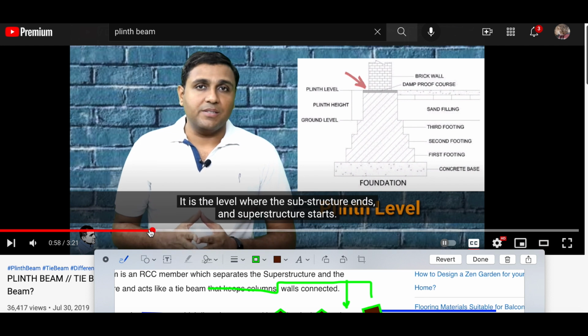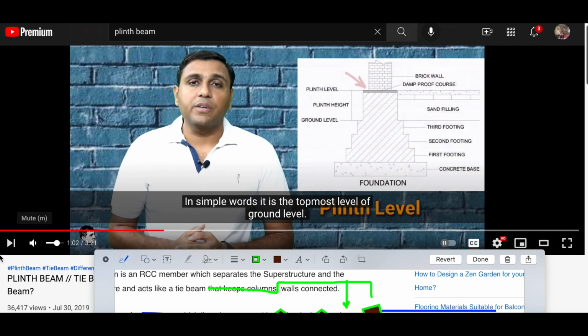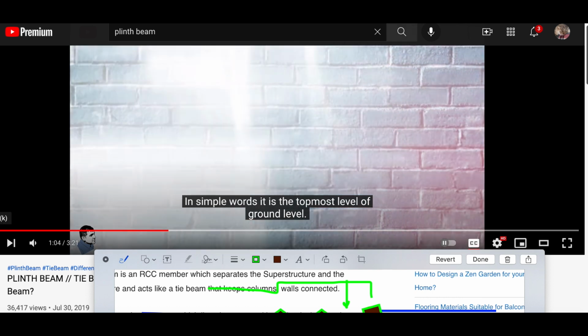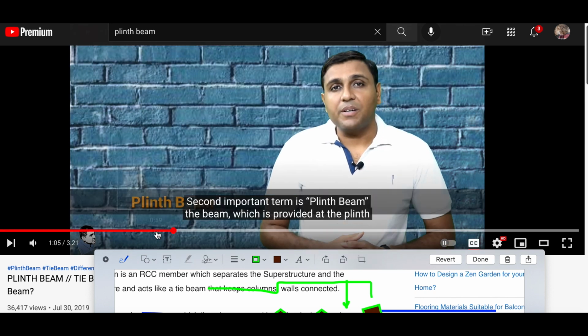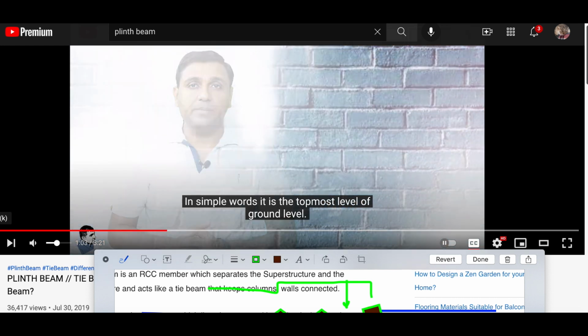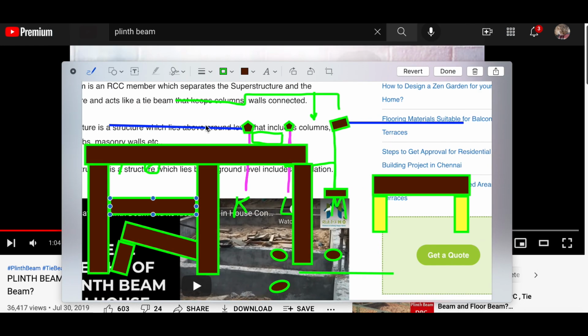Let's hear. Structure starts. In simple words, it is the topmost level of the ground level, above the ground level. And we have that, that would be this flooring here.